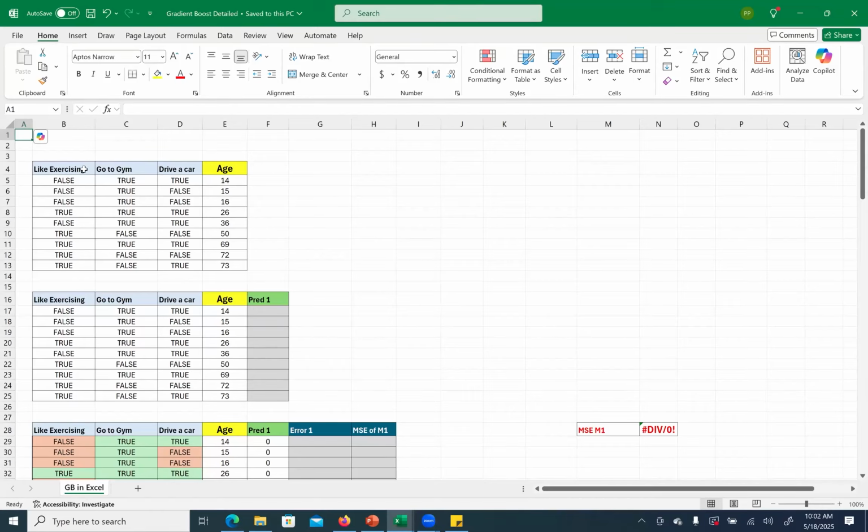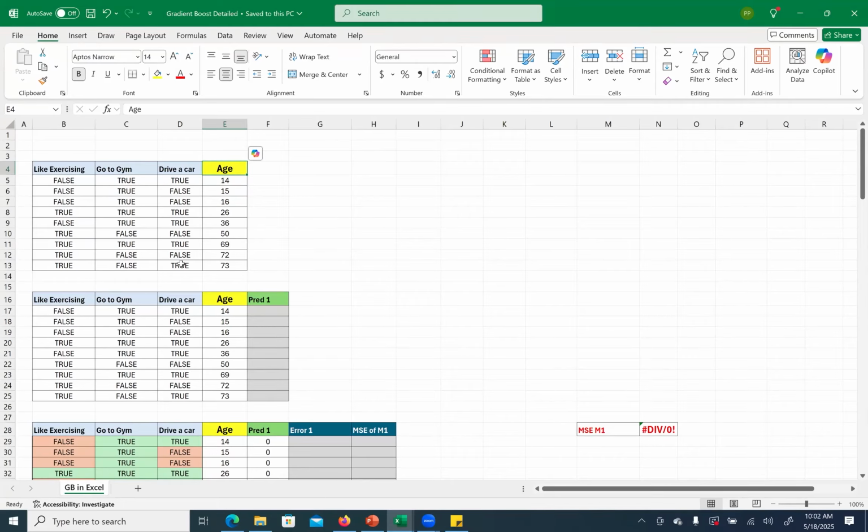Now, AdaBoost is mainly used for classification. Gradient Boost is very famous for predicting linear targets. So let's assume these are the three variables that I have: whether someone likes to exercise or not, whether someone goes to the gym or not, whether someone drives a car or not. Based on that, I'm going to try to predict the age of someone. Is the problem statement clear to everyone? We have three variables, and based on these, I'm going to predict the age of someone.